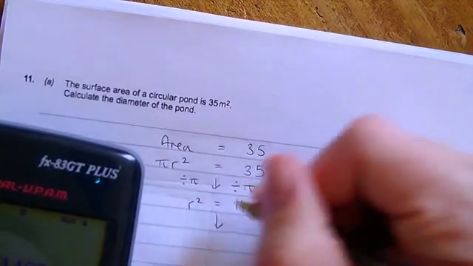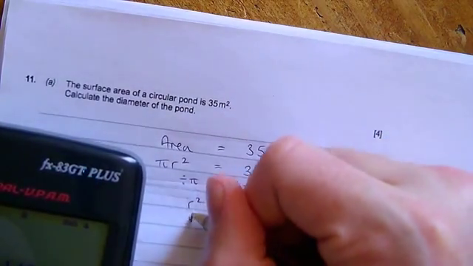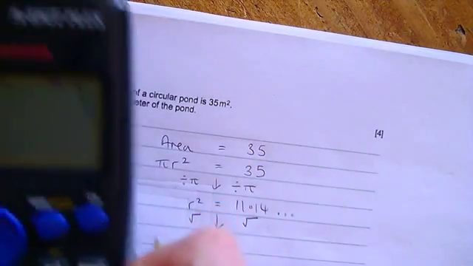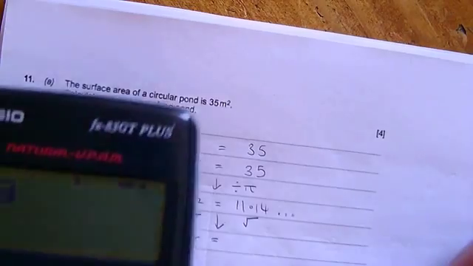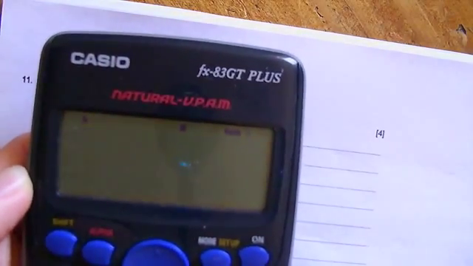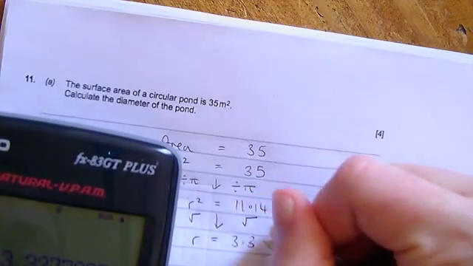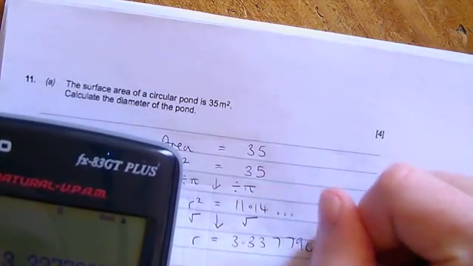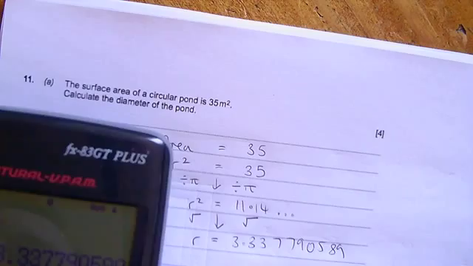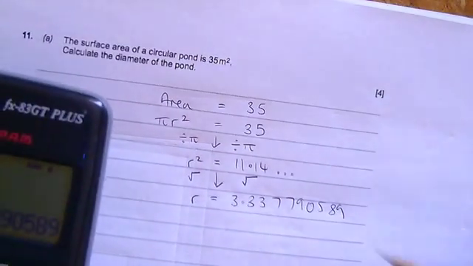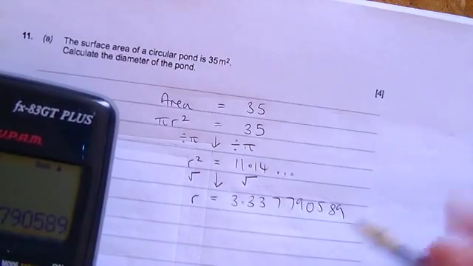And then I need to get rid of this squared, so the opposite of squaring is square rooting. So r would equal the square root of that answer. Rather than writing the whole thing again, I've just used my answer button. And we get 3.3377905889. Again, I don't need to write out the whole thing because I've not quite finished yet. I only round my final answer, but I could have said dot dot dot like I did before.